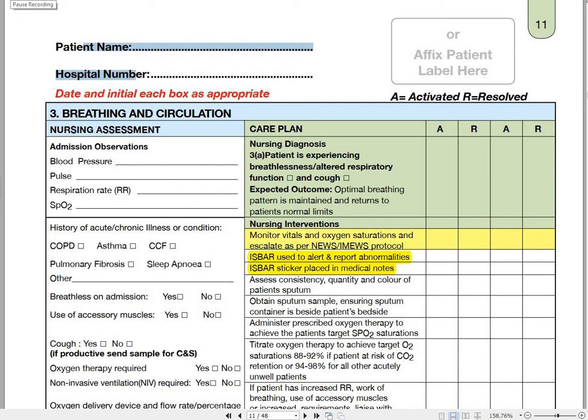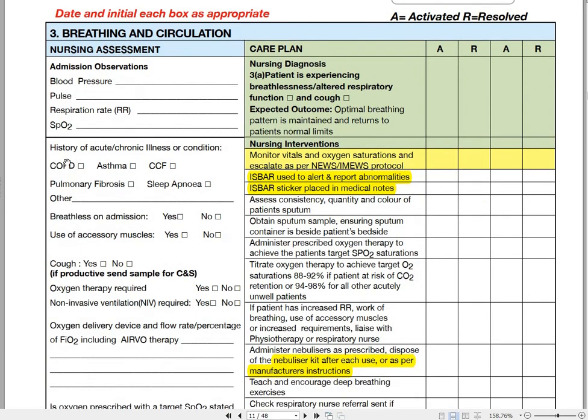Now we're on page 11 of the document and ADL3, breathing and circulation. So the first part of this nursing assessment, we document the patient's admission observations, their blood pressure, pulse, respiration rate and oxygen level. Then we go into the patient's history of acute or chronic illness or condition: COPD, asthma, CCF, pulmonary fibrosis, sleep apnea, others.